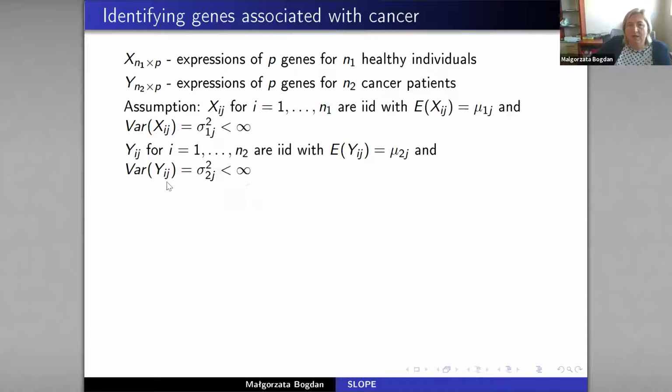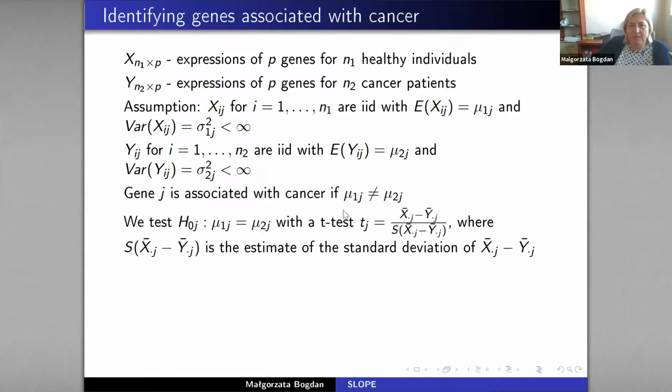Okay, and the measurements for each individual in the healthy group and the cancer group are independent for each gene. And now we want to test the hypothesis that the gene is associated with cancer. So we want to identify if the gene is associated with cancer. So basically we want to find out if the average expression level of a gene for the healthy patients is different from the cancer patients.